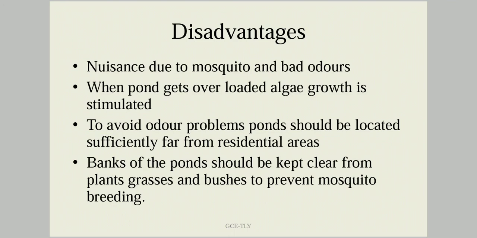The disadvantage is that there is a nuisance due to mosquitoes and bad odors, and when the pond gets overloaded, algae growth is also higher. That is also a disadvantage here. To avoid the odor problem, we may keep this pond far away from residential areas, so that communities won't get affected. The banks of the pond should be kept clear of plant grasses and bushes to prevent mosquito breeding. So, in order to prevent mosquito breeding, the nearby vegetation, grasses and bushes can be cleared off.